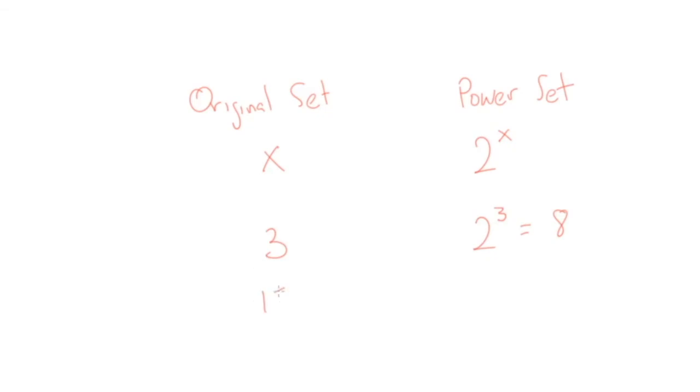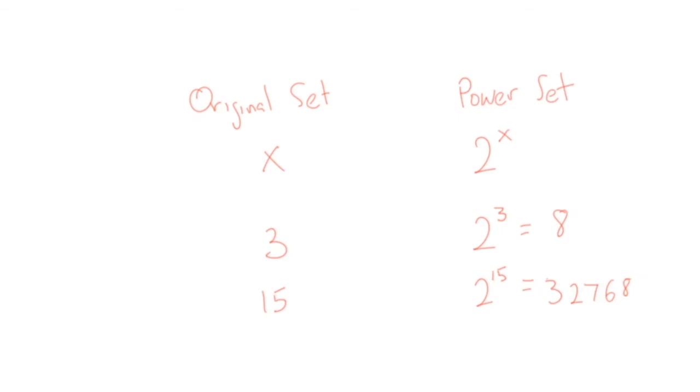The generalization is, if the original set has X elements, the power set has 2 to the power of X elements. For example, if we have 3, the power set has 2 to the power of 3, which is 8. If we have 15 elements, the cardinality of the power set is 2 to the 15th power elements, which is 32,768 elements. There's a very interesting connection we can make here with binary numbers.